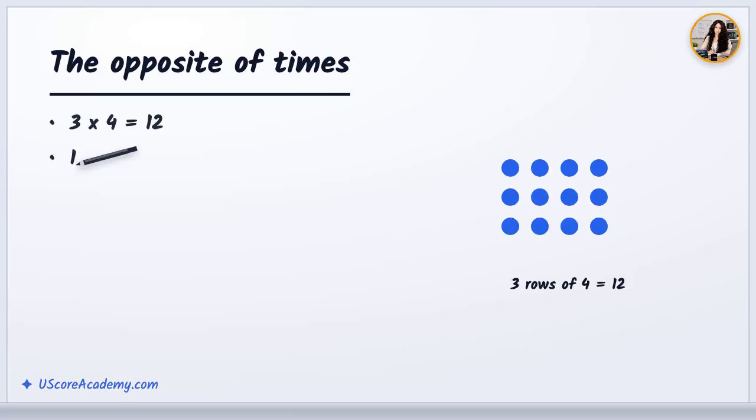Division and multiplication are opposites, like undoing a knot. If 3 times 4 is 12, then 12 divided by 4 is 3, and 12 divided by 3 is 4. The same array shows all of these facts at once.